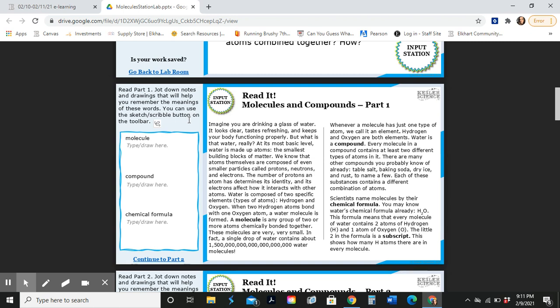Whenever a substance has just one type of atom, we call it an element. Hydrogen and oxygen are both elements. Water is a compound. Every molecule in a compound contains at least two different types of atoms. There are many other compounds you probably know of already: table salt, baking soda, dry ice, and rust, to name a few. Each of these substances contains a different combination of atoms.